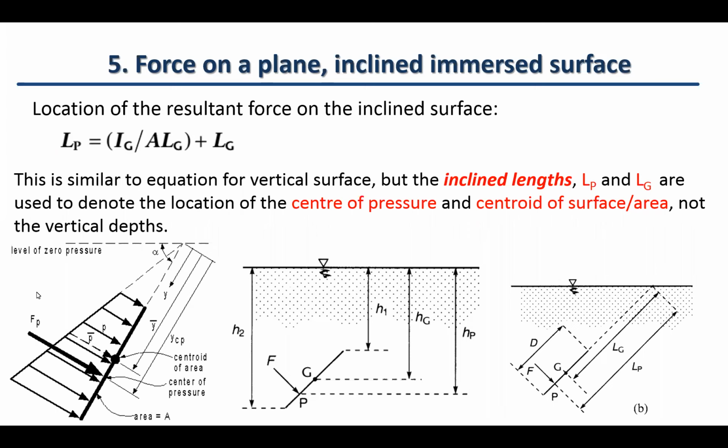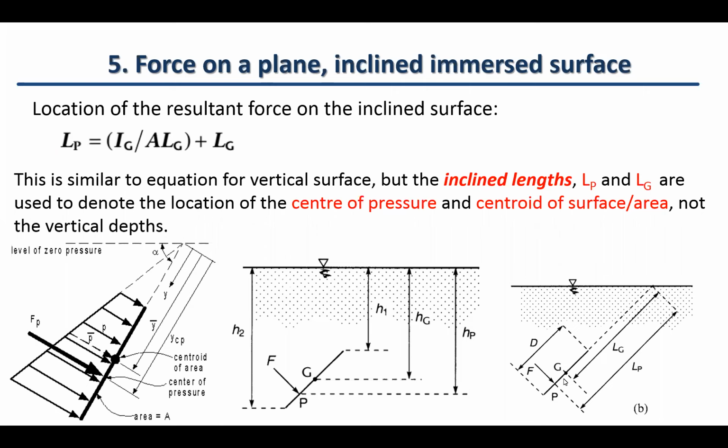If you look at the shape here, figure B, if this is the plane, it is inclined at an angle to the water surface like this one, has a depth of D, and the force is applied at some specific location. If the centroid is denoted by G, all of these parameters, LP and LG, are inclined lengths.